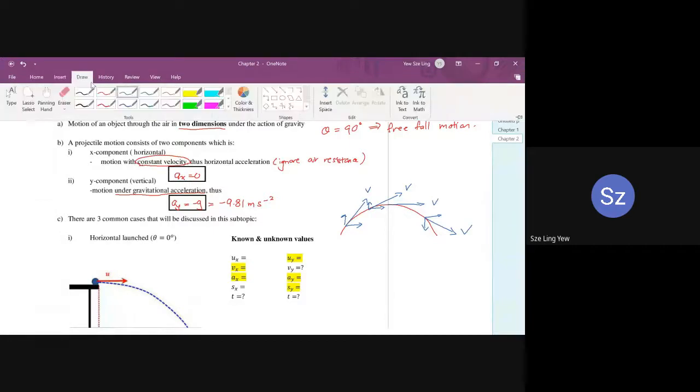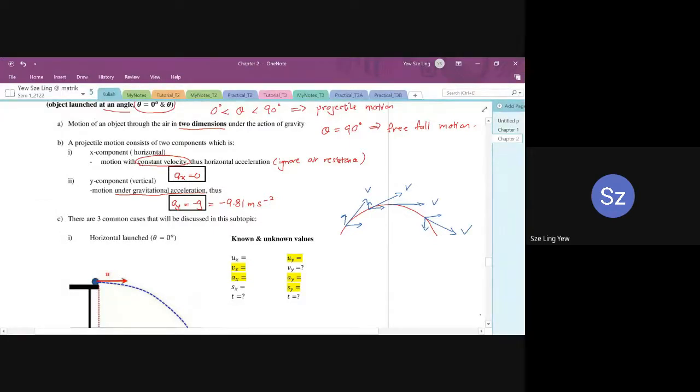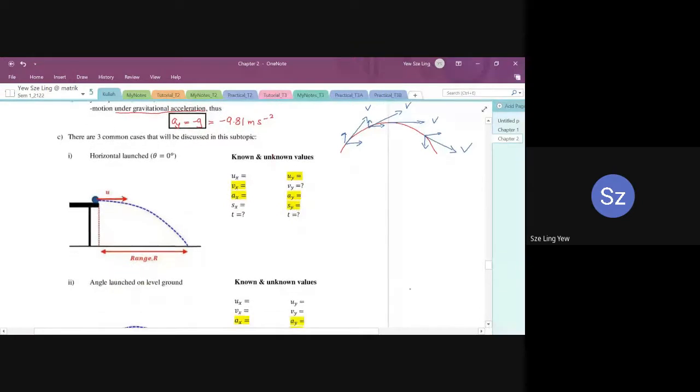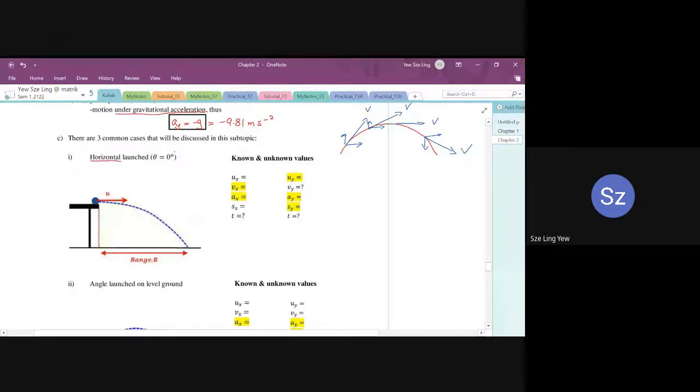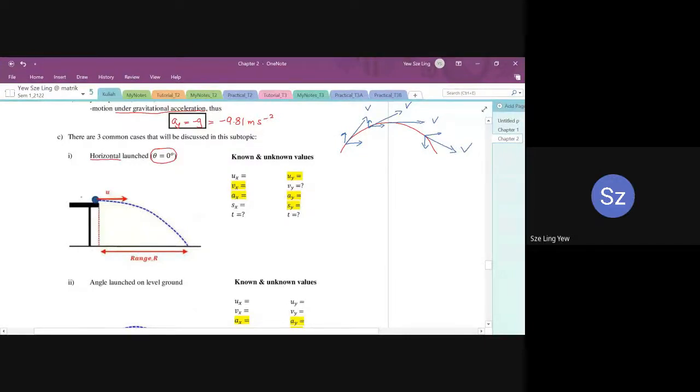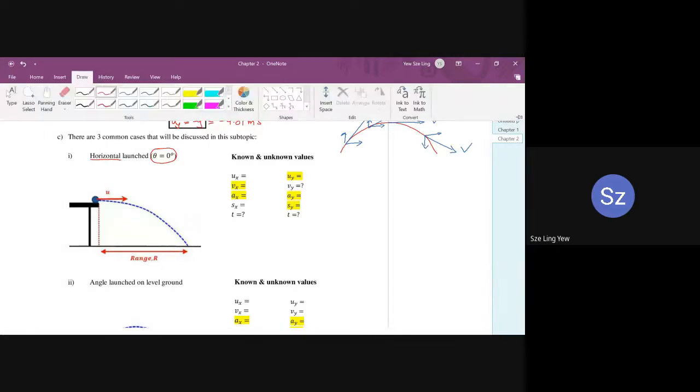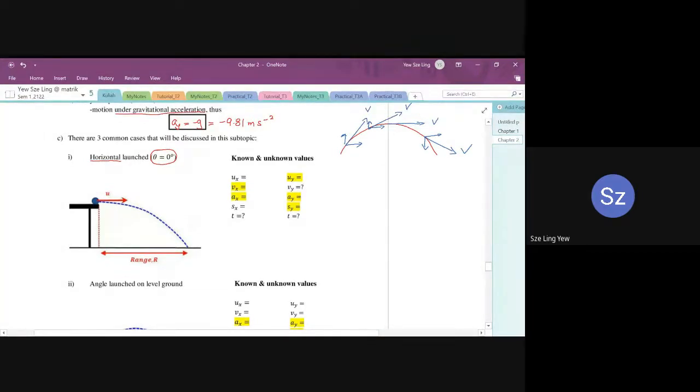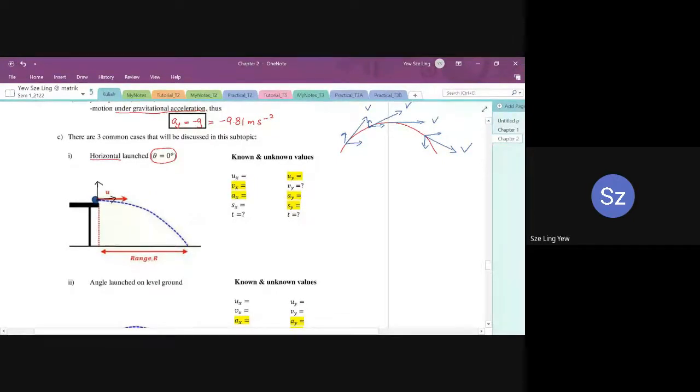All right, so let's look at the diagram here. There are three common cases that will be discussed in this subtopic. The first one is the horizontal projectile motion, where you launch the object at 0 degrees. If you launch an object at 0 degrees, what happens at the initial point? Even if you split it into x and y components, what you observe is that the initial velocity is lying on the x component.